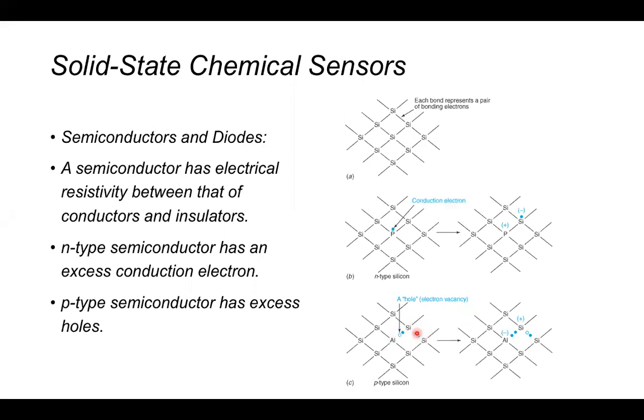So if the electron moves from this bond to here, it effectively breaks this bond, but it creates another hole here into which an electron can move from somewhere else. So that creates a vacancy here. Then an electron can come from somewhere else and it can fill this hole, creating a new hole somewhere else. And through the movement of these holes, we can conduct electricity.